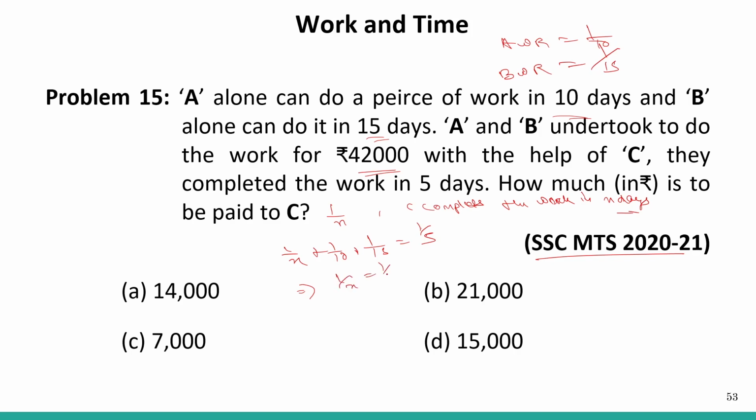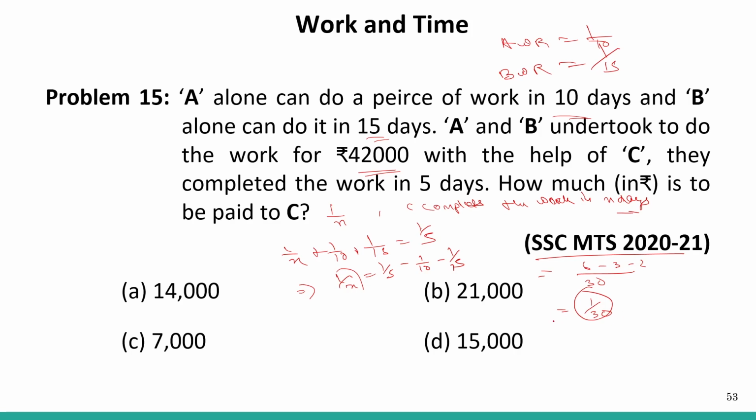So this implies that 1 by X is equal to 1 by 5 minus 1 by 10 minus 1 by 15. So this is actually equal to, not 15 actually, 30 it will be. So 6 minus 3 minus 2. So this is equal to 1 by 30. So 1 by 30 is the value of 1 by X. So this much work rate C has. C could actually complete it in 30 days because its work rate is 1 by 30.